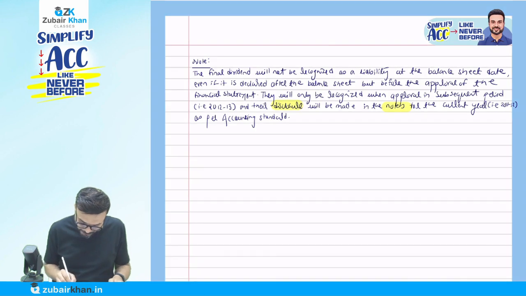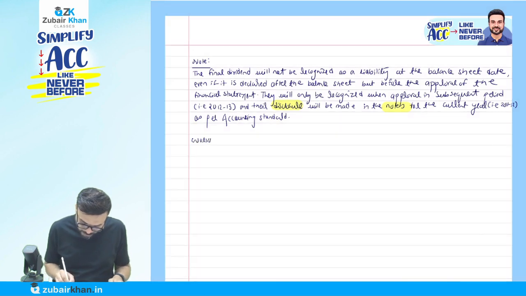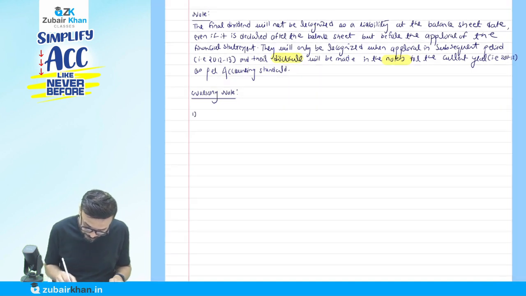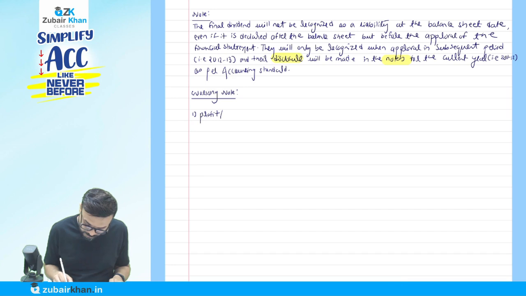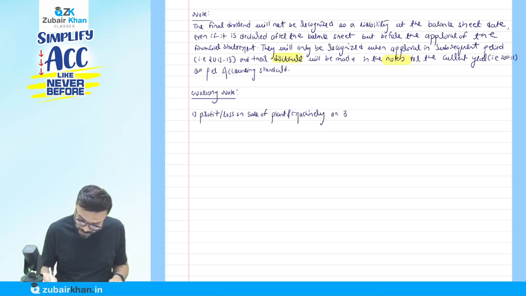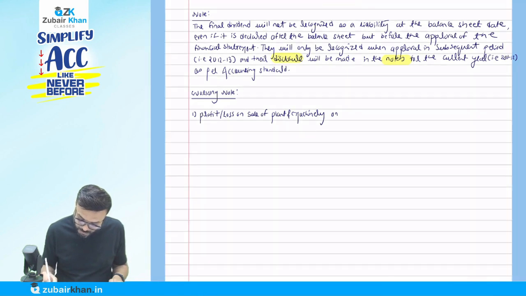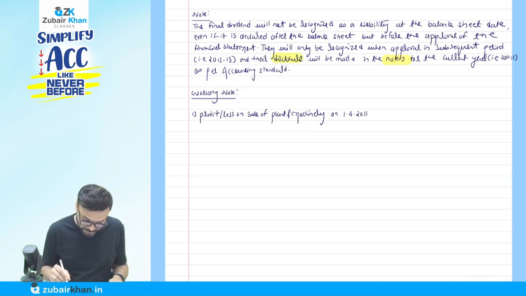Write down working note below the note. Then write down your working note number 1, which is profit or loss on sale of plant and machinery. The date is 1st of April 2011. So they sold it at the starting of the year, 1st of April 2011.